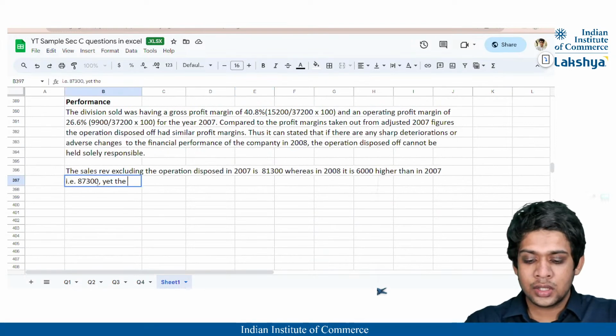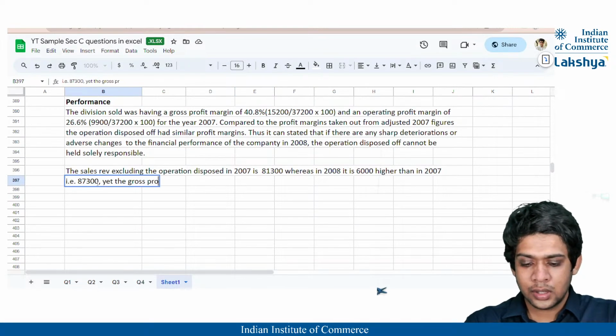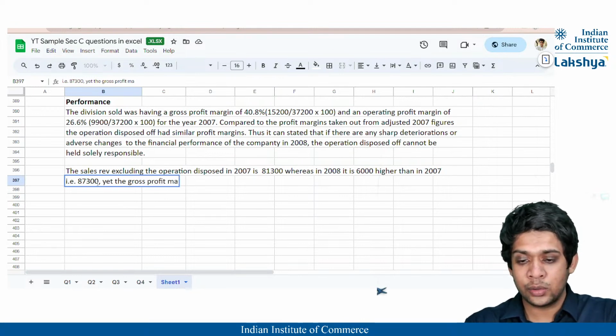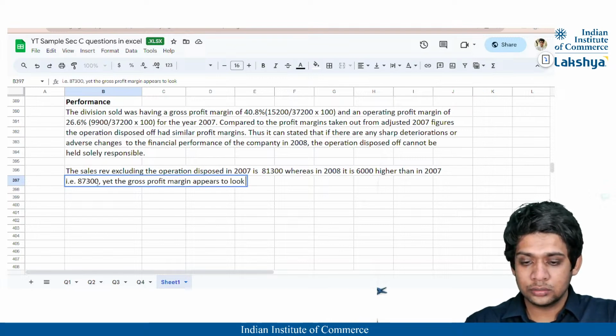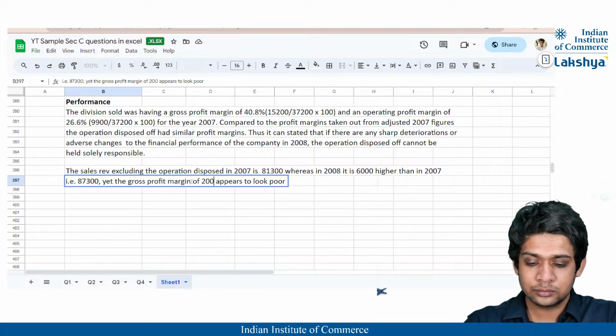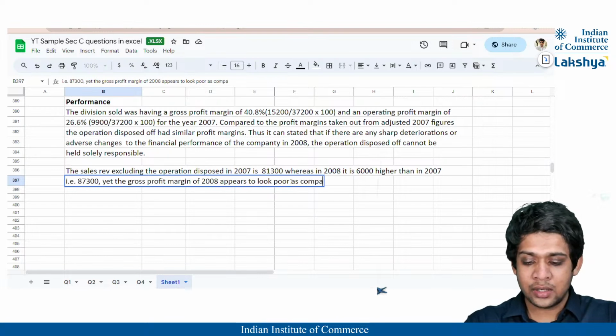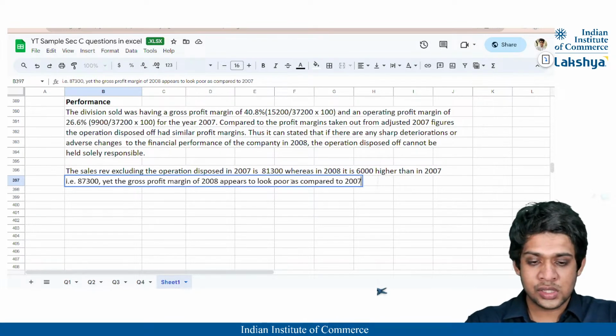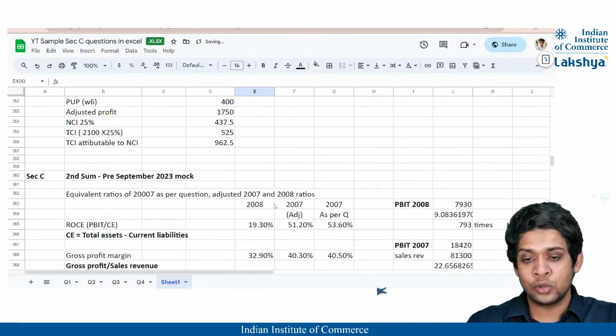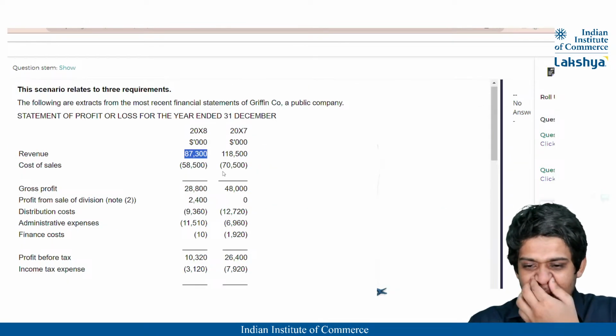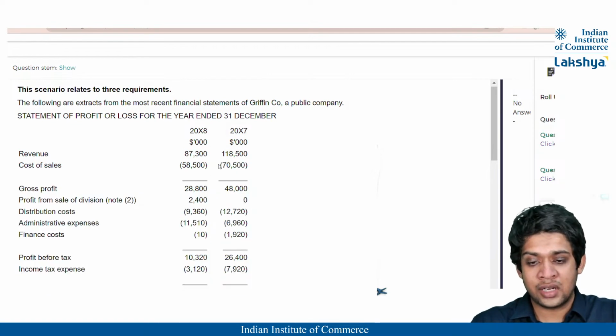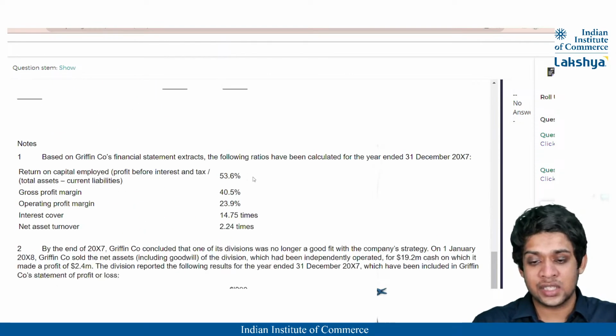Yet the gross profit margin, guys, here what you can say, appears to look poor. Gross profit margin of 2008 appears to look poor as compared to 2007. So you can say, why is it poor? That is probably because the cost of sales is how much? It is 70,500, but you are calculating the adjusted cost of sales, right?